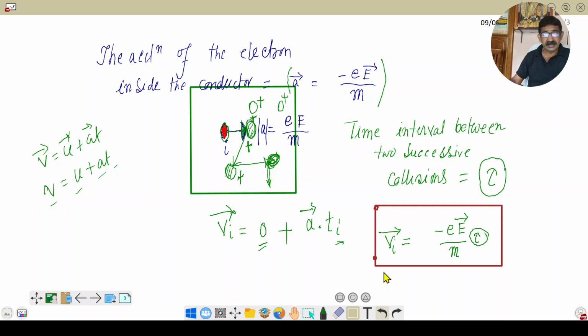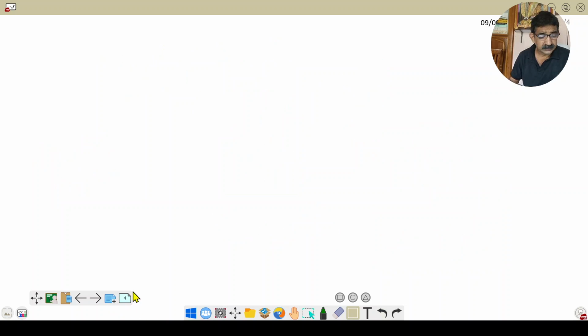Now, we have to define a quantity that is called current density. So now we shall divert our attention to another topic, that is current density. And what is current density?